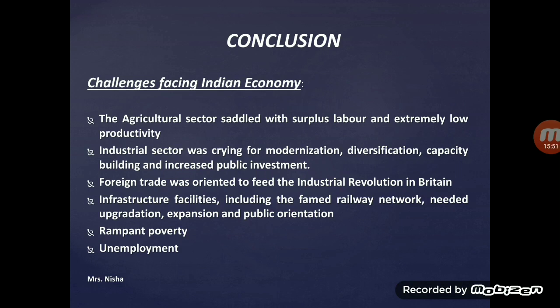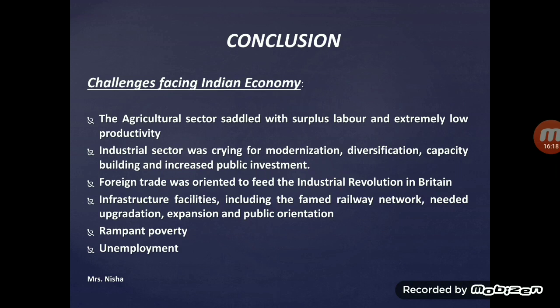We have already seen that there was stagnation in the agriculture sector, and approximately 75% of the workforce was engaged in agriculture. तो already agriculture में surplus labor engaged था, which also resulted in disguised unemployment. Now when we talk about the industrial sector, it was crying for modernization, diversification, capacity building and increased public investment.